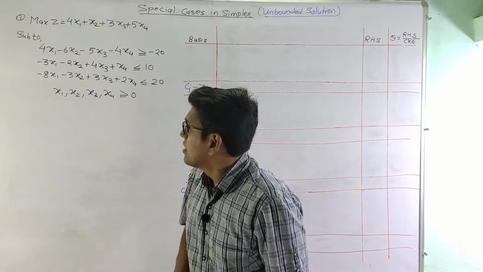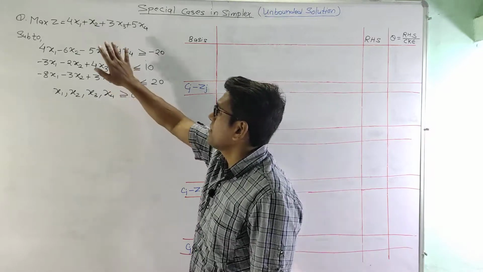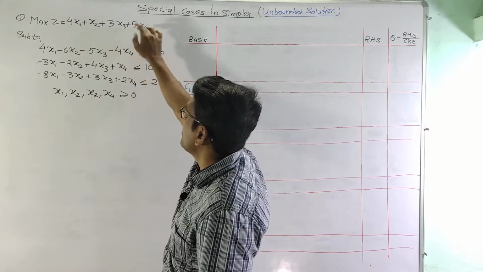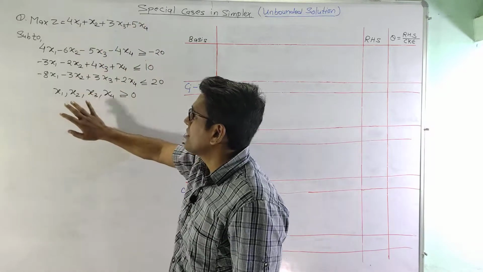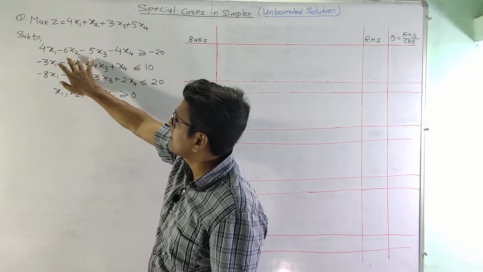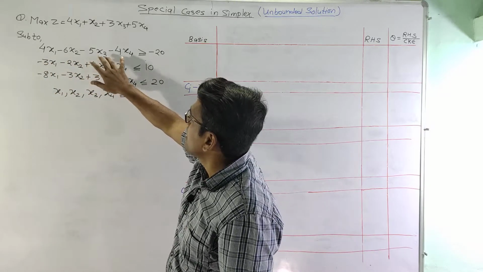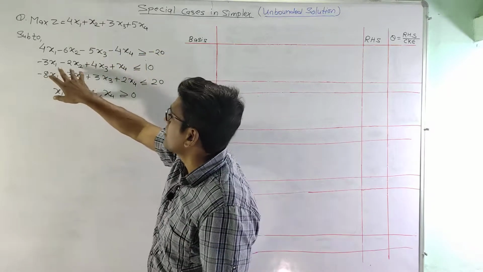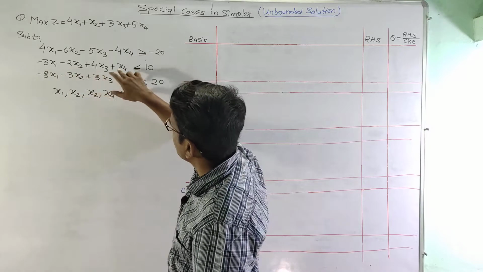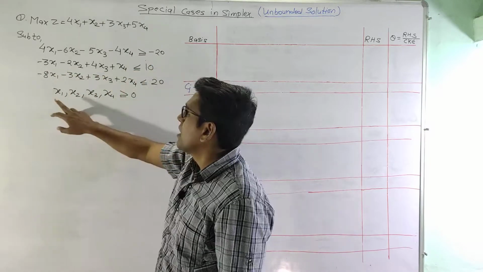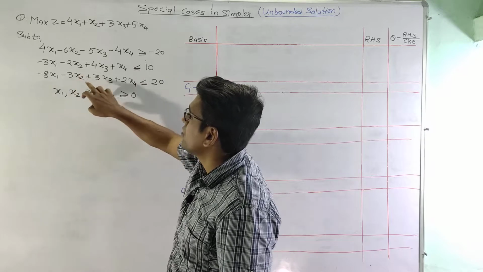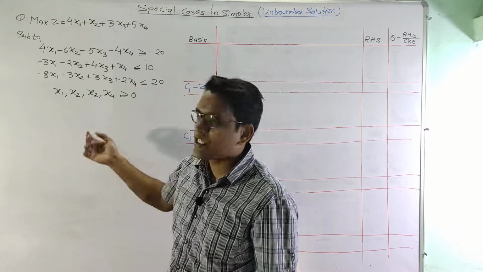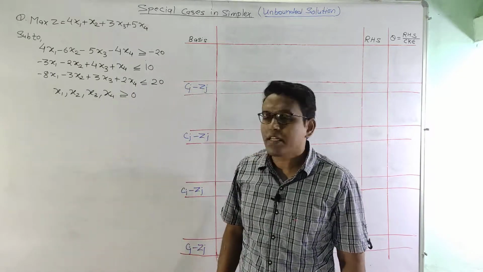So let us start. The problem is given as: maximize z = 4x1 + x2 + 3x3 + 5x4, subject to constraints 4x1 - 6x2 - 5x3 - 4x4 >= -20, -3x1 - 2x2 + 4x3 + x4 <= 10, -8x1 - 3x2 + 3x3 + 2x4 <= 20, and x1, x2, x3, x4 should be greater than or equal to 0.